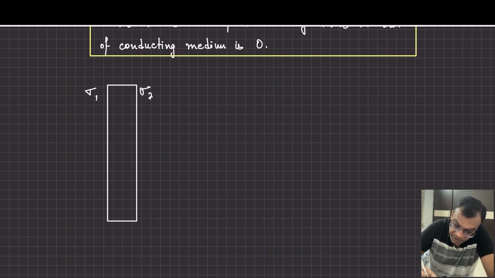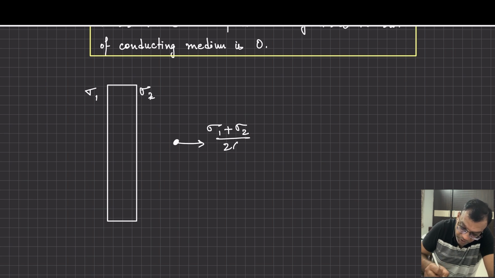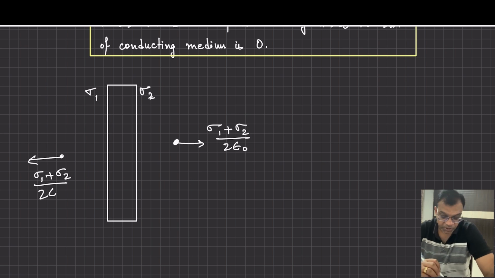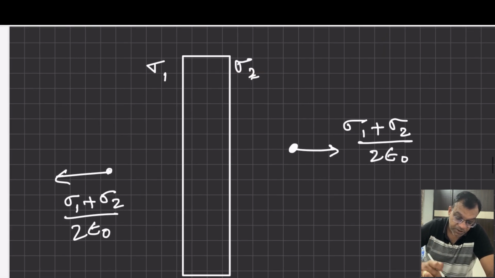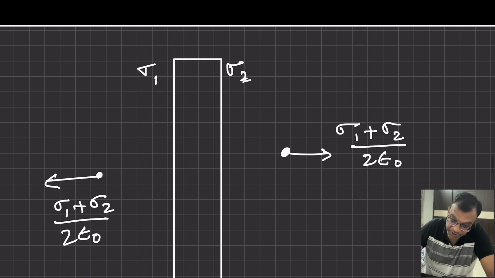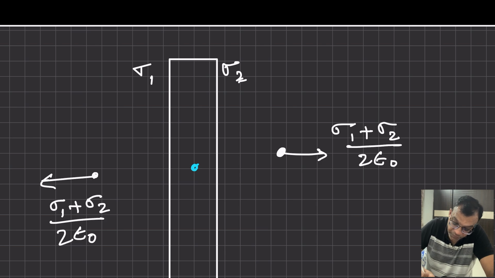So already we have written electric field intensity on the right side comes sigma 1 plus sigma 2 upon 2 epsilon naught, and on the left side comes sigma 1 plus sigma 2 upon 2 epsilon naught, and in this particular thing it has been assumed that the charges are positive. Now let's take one more case. Consider a point inside the sheet here. Now we want to find what is the electric field here.